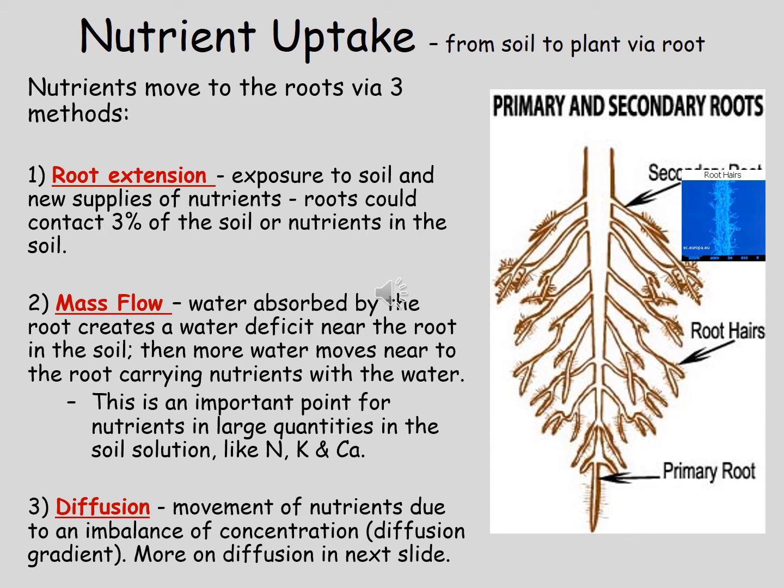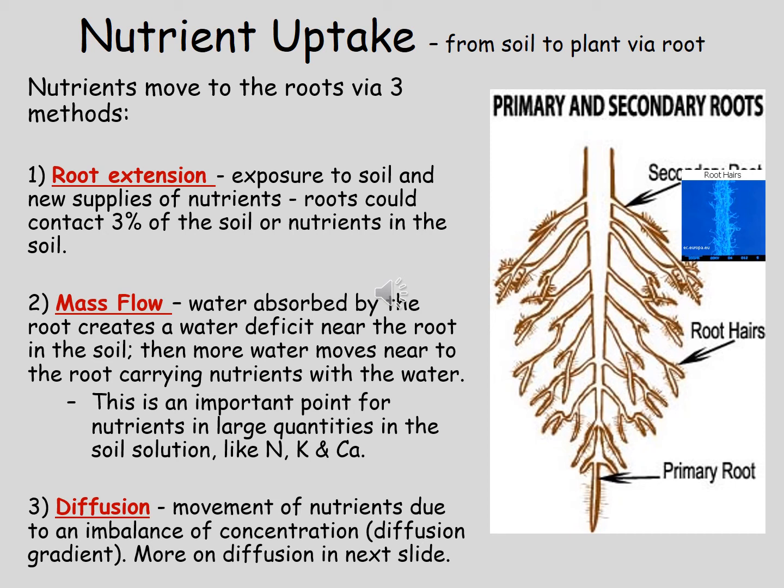Also, nutrients are uptaken by mass flow. That's the water absorbed by a root creates a water deficit near the root in the soil, and then more water moves near to the root carrying nutrients with the water. So if you imagine just on a really short time scale, those little roots are in the soil and they suck up a little water, and for a moment, because they sucked up the water near them, there's no water near them. And then that makes more water in the soil move towards the roots to kind of fill in that gap, that little hole that was created by that water loss.